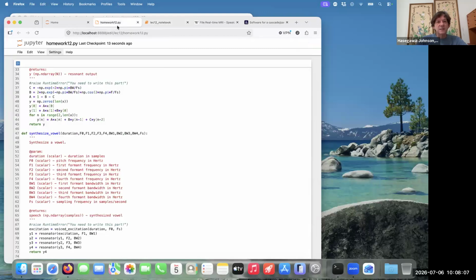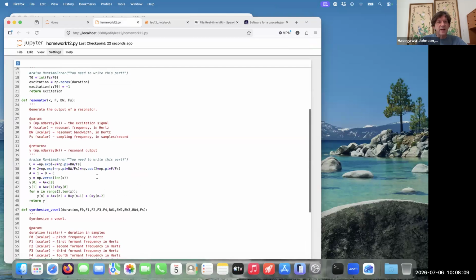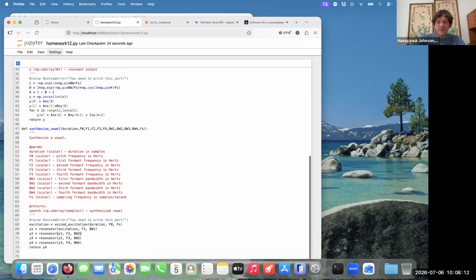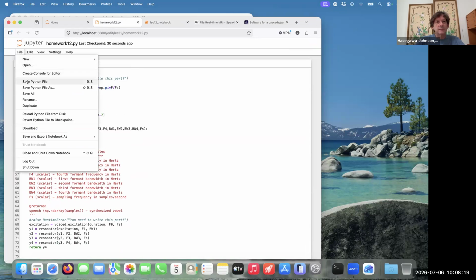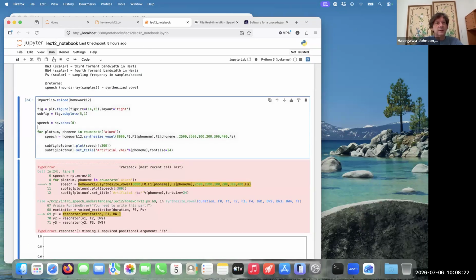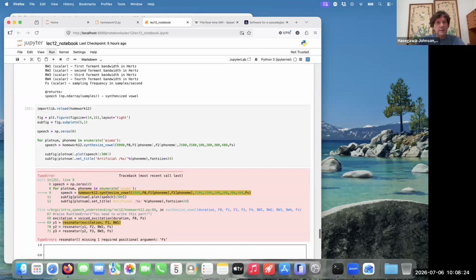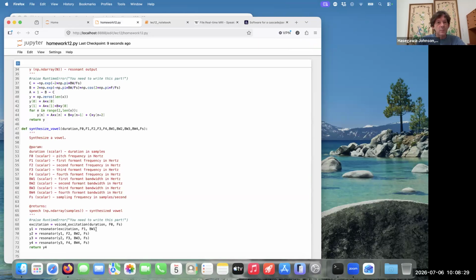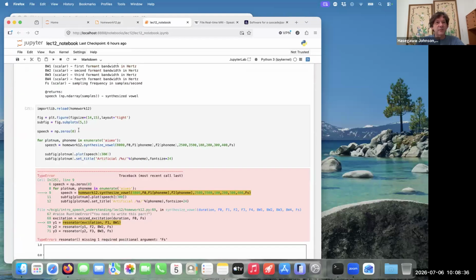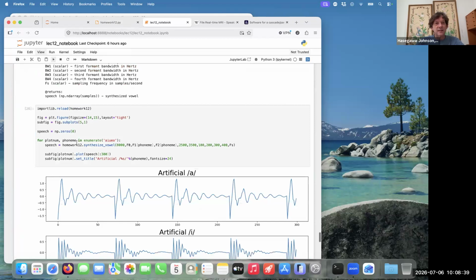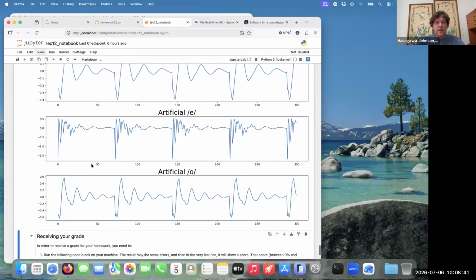We missed FS. The resonator needs FS as an argument, so let me add FS to each of these. Oh, I forgot to put FS in the very first resonator. There we go. The resonator needs to know what the sampling frequency is. There we go. There's A, E, U, A, O.